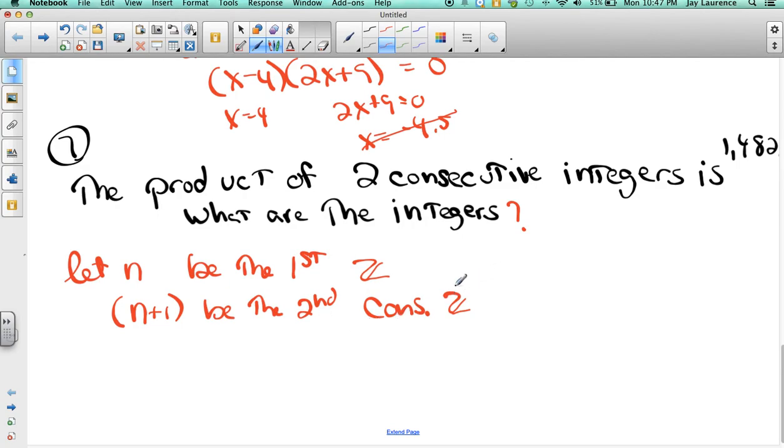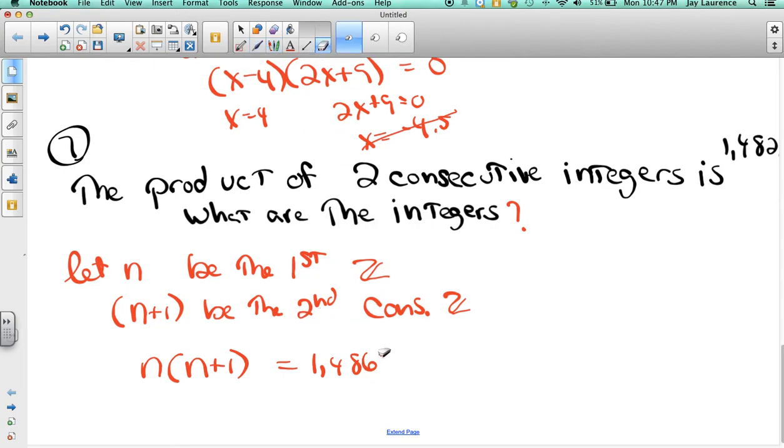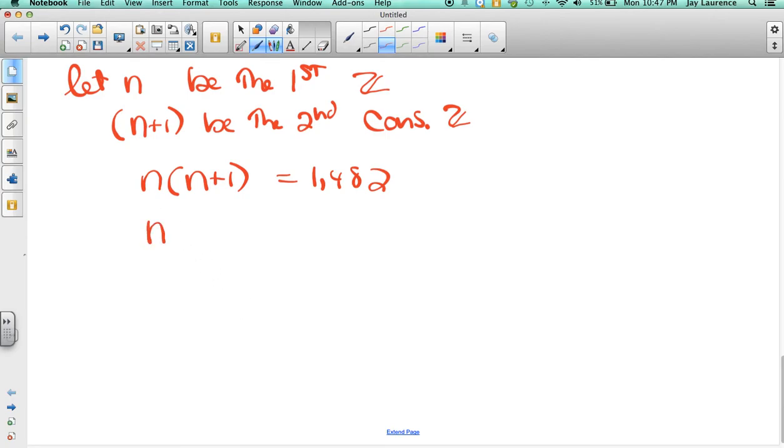Well, I need to multiply those. I need to take n times quantity of n plus 1. And I need that to equal 1,482. Notice it's the same problem with different numbers as the rectangle problem we just did. Yeah, it's the same thing. So I'm going to get n squared plus n, and then I'm going to subtract 1,482 from both sides so that it can equal 0.